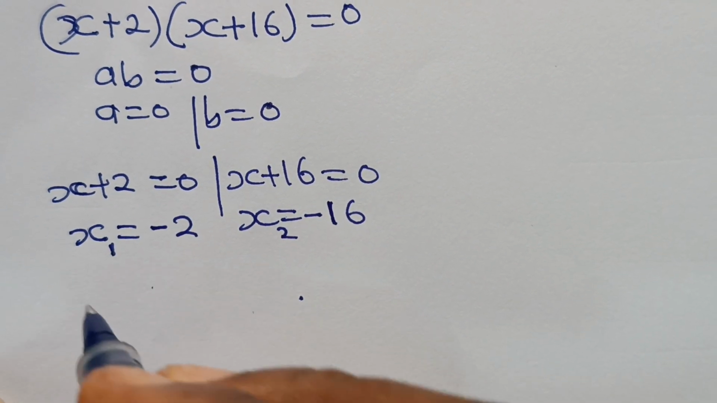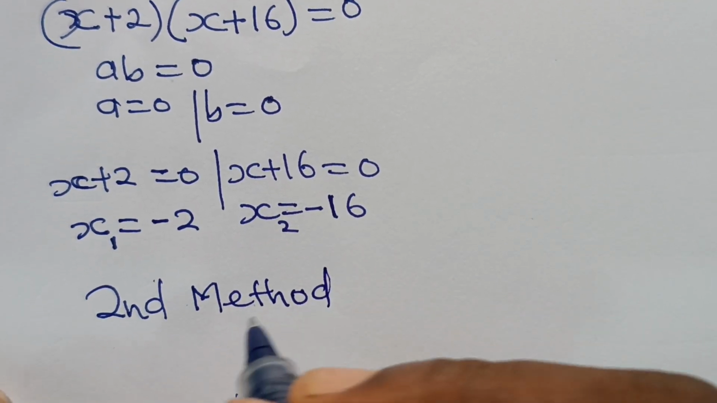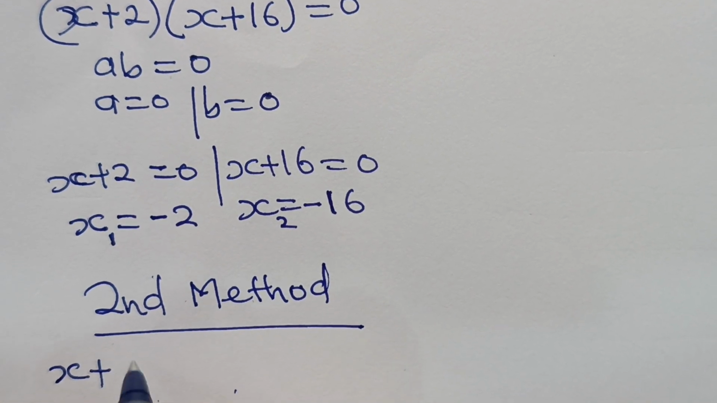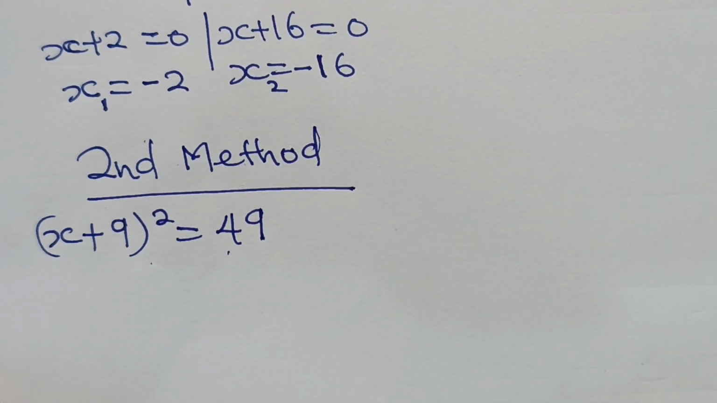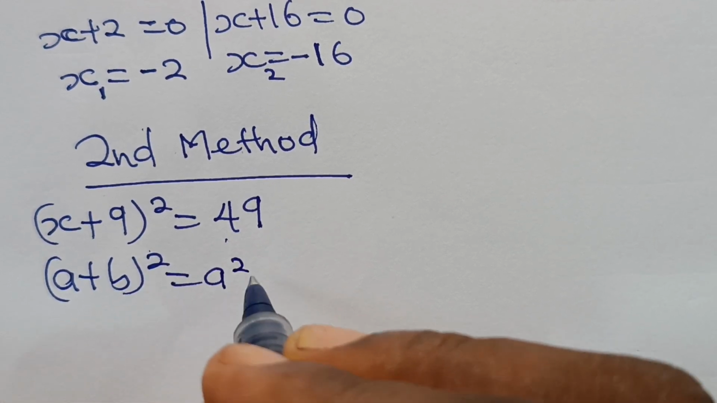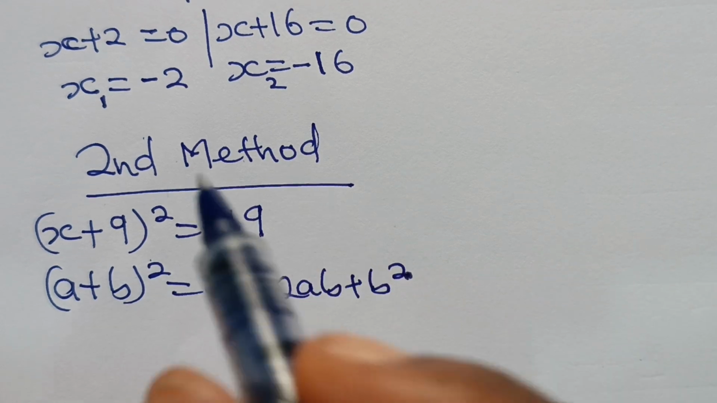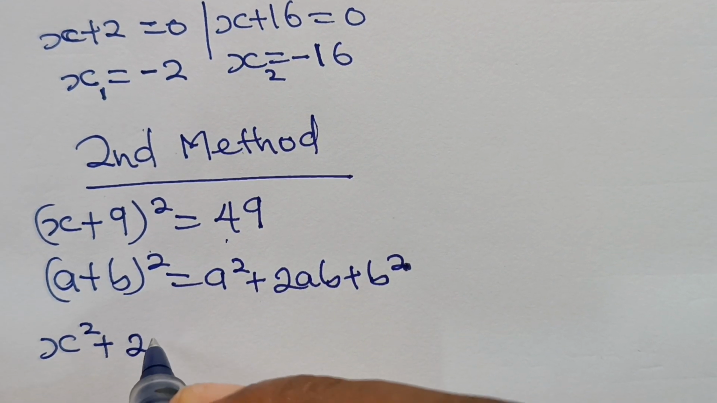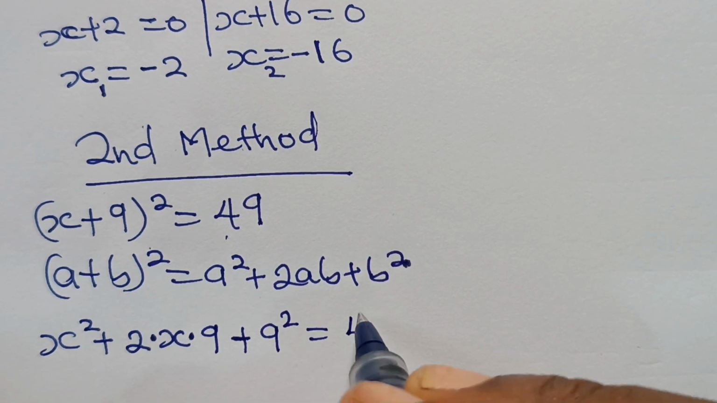Now this is the first method. The second method, remember I said we are going to solve this using three methods. Okay, the third one is the most interesting. Now the question says (x + 9)^2 is equal to 49. Now in this method, remember that (a + b)^2 is equal to a squared plus 2ab plus b squared. Okay, now that means for us to expand this, we'll have x squared plus 2 multiplied by x multiplied by 9 plus 9 squared is equal to 49.